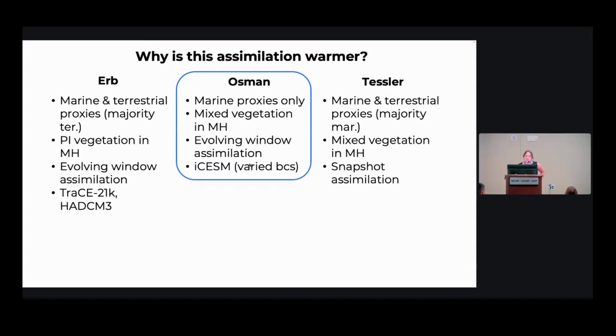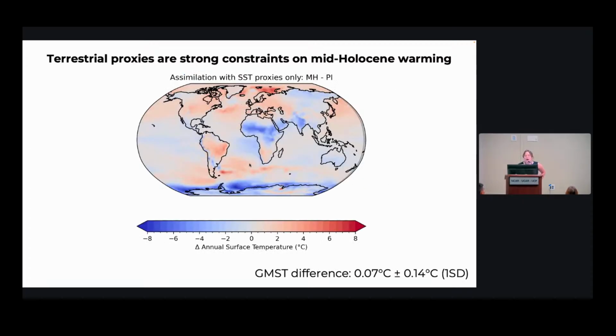So in Osman's case, they only use marine proxies, the same marine proxies we use in our study, and they use mixed mid-Holocene and pre-industrial vegetation in the mid-Holocene. When we do that, when we assimilate with sea surface temperature proxies only, we get a global mean surface temperature difference of less than 0.1 degrees warmth in the mid-Holocene with a pretty wide standard deviation spread. So here we're saying that it's our terrestrial proxies that are really strong constraints on mid-Holocene warming.